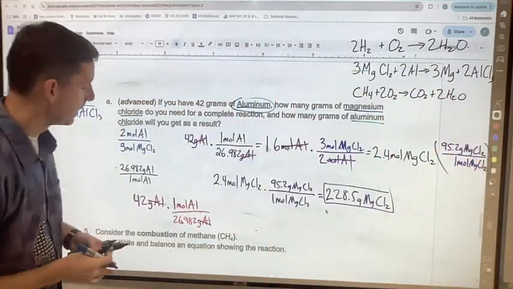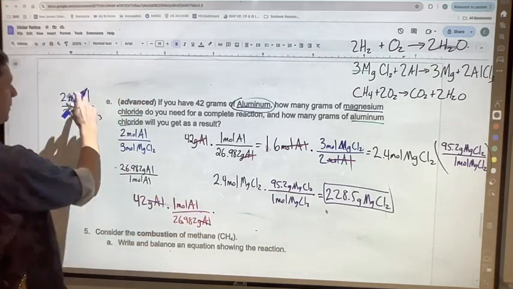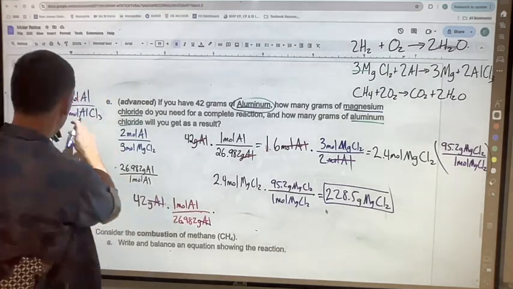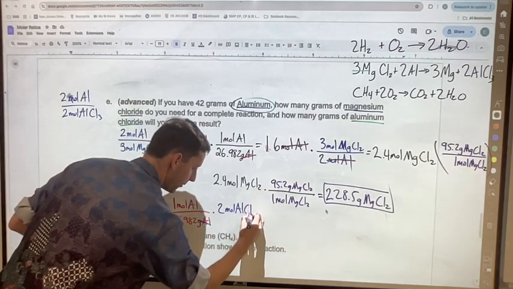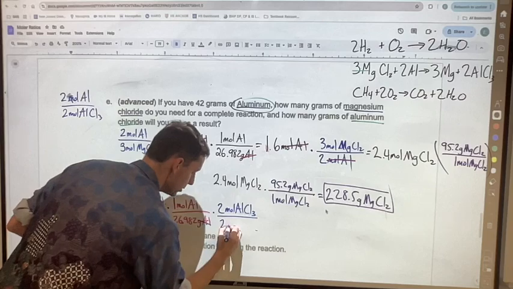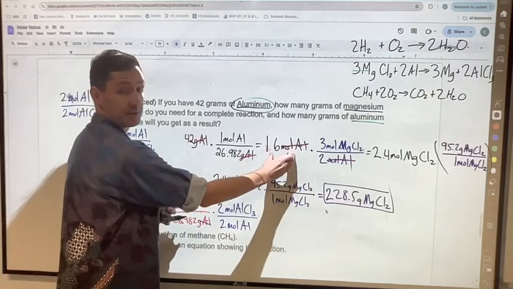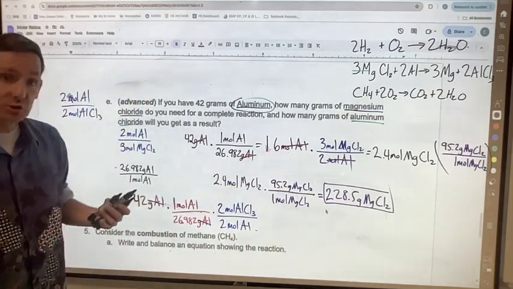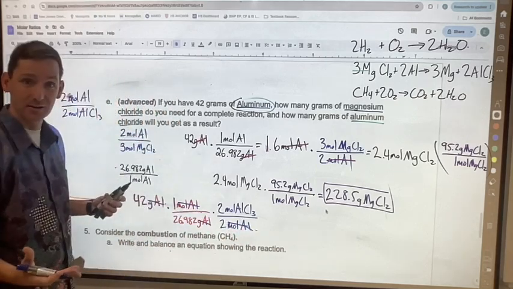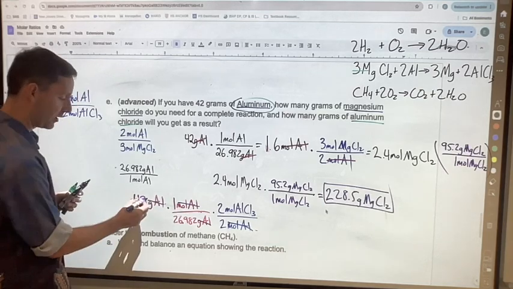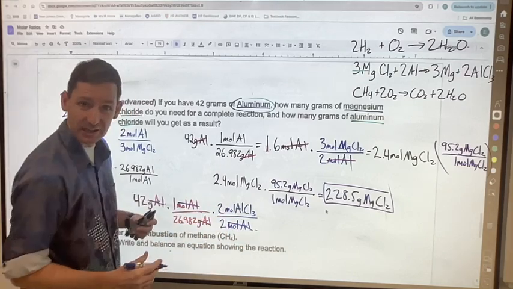That's my molar ratio. Now I see the moles of aluminum on the top, so I want that to cancel out, so I'm going to put my moles of aluminum on the bottom. So I'm going to put 2 moles of AlCl3 on the top. I'm going to put 2 moles of aluminum on the bottom. So I skipped this intermediate step. I didn't actually find this number, but what you'll see is that the moles of aluminum and the moles of aluminum cancel out. All right? And so therefore, I've now canceled out the grams of aluminum, I've canceled out the moles of aluminum, and now I'm in moles of AlCl3.